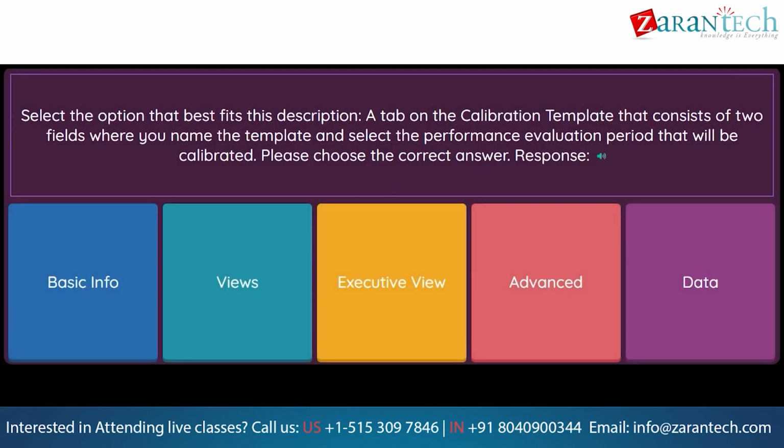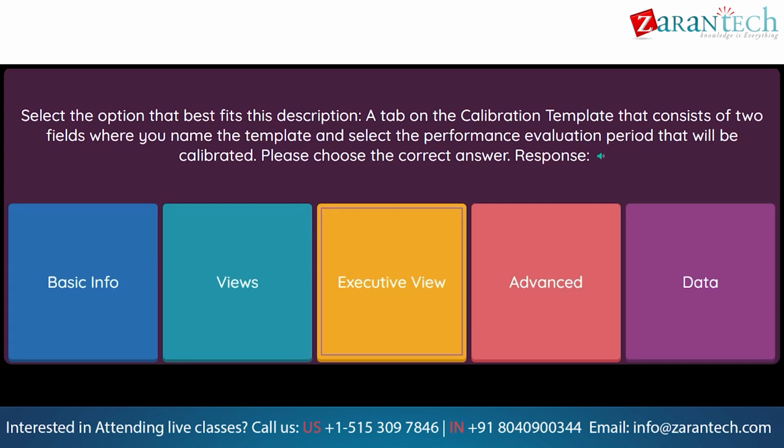Question: Select the option that best fits this description: a tab on the calibration template that consists of 2 fields where you name the template and select the performance evaluation period that will be calibrated. Please choose the correct answer. Response: Option 1, basic info. Option 2, views. Option 3, executive view. Option 4, advanced. Option 5, data.